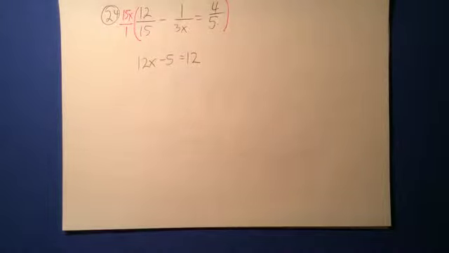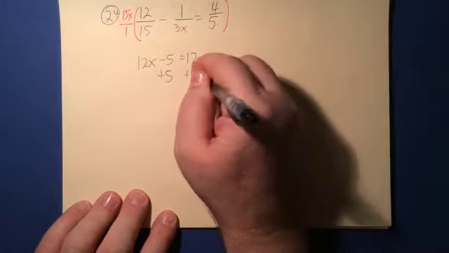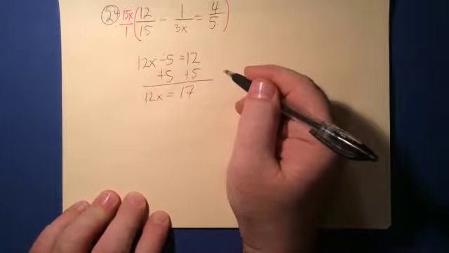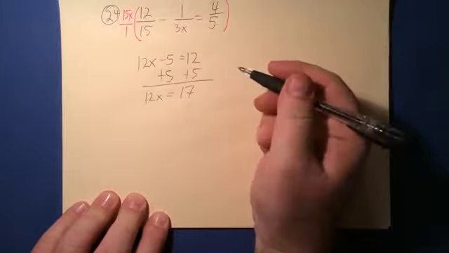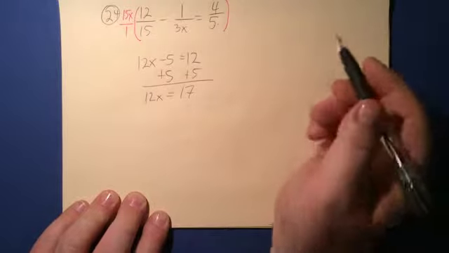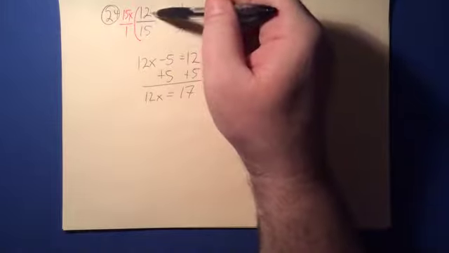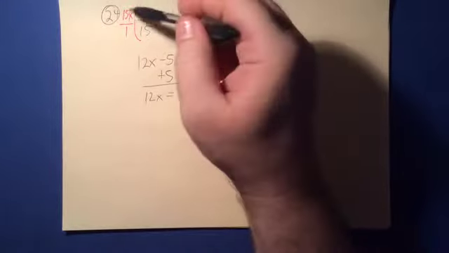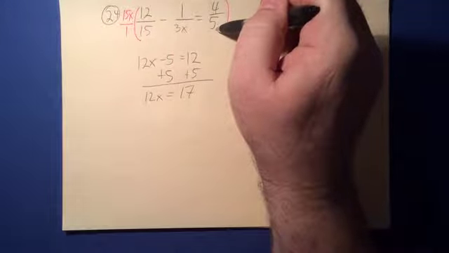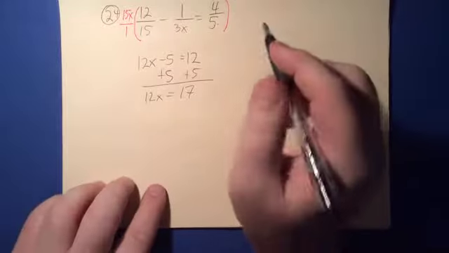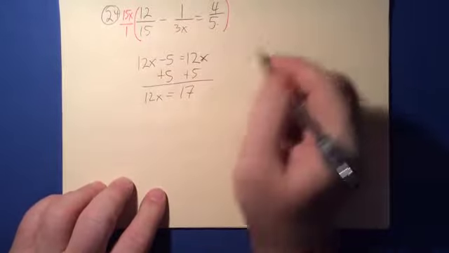So now we simplify this to 12x minus 5 is equal to 12. We add 5 to both sides. So 12x is equal to 17. Let's see here. I want to check my work a second. 12x minus 5. One thing I forgot, I need to make this 12x.